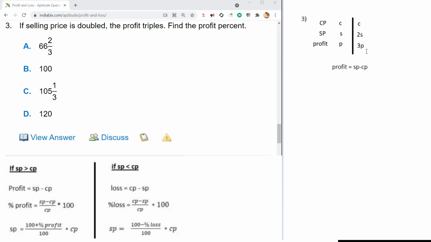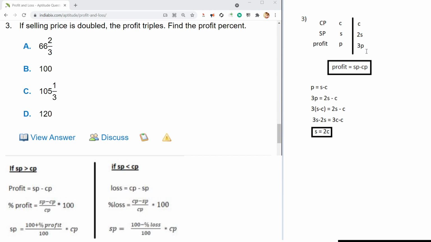We know the profit formula as profit equals SP minus CP. For the first one, P equals S minus C. For the second one, 3P equals 2S minus C. If you substitute P equals S minus C in the second equation, we get 3 into (S minus C) equals 2S minus C. 3S minus 2S equals 3C minus C. If you simplify, then we get S equals 2C.